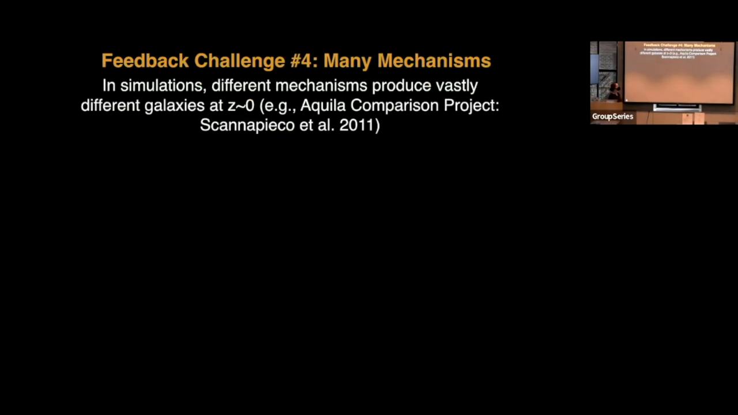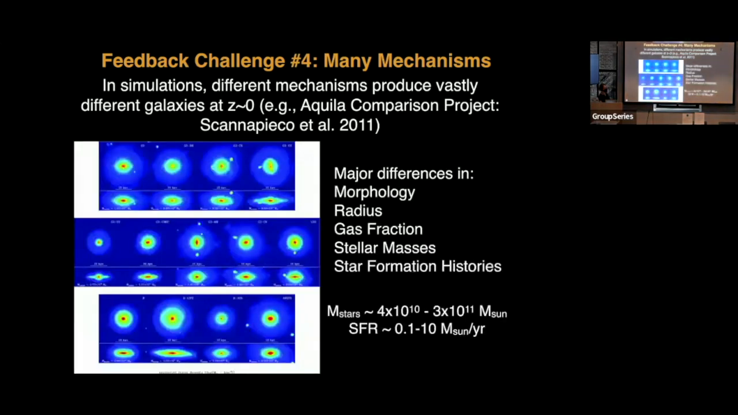Okay, so feedback challenge number 4 was the fact that there are many mechanisms that have to be considered. And of course, this is a challenge observationally and theoretically. Theoretically, we can begin to assess the role of different mechanisms by seeing how the different mechanisms produce different galaxies in simulations. So there's been nice work, the Aquila comparison project, the Agora simulations as well. The Aquila comparison project did 13 Milky Way-like galaxies and compared their properties at redshift 0 to see how the properties are different depending on which feedback prescriptions and kinds of feedback were incorporated.